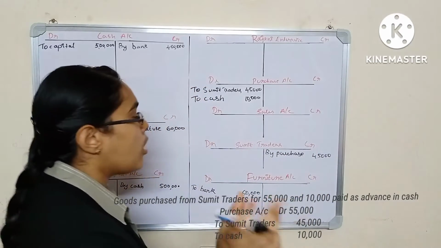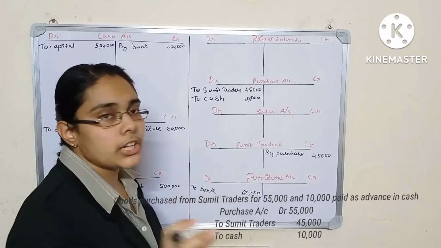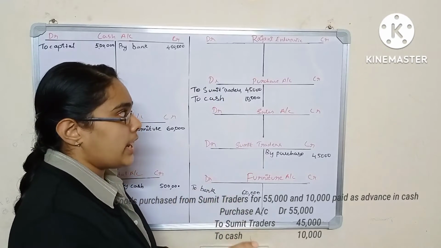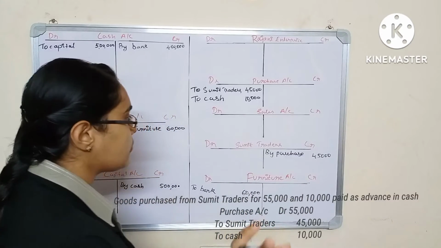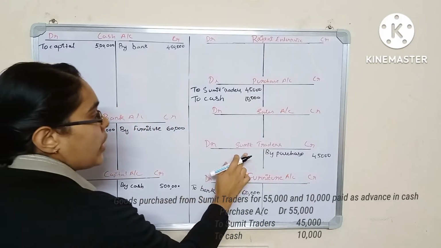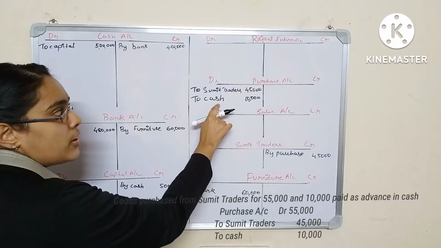Whichever amount you have written against Sumit Traders, or that particular person's account in the journal entry, that amount should appear in their ledger as well. I hope that's clear. Now you have recorded the entry in Sumit Traders account. One more account is remaining, which is your cash account.